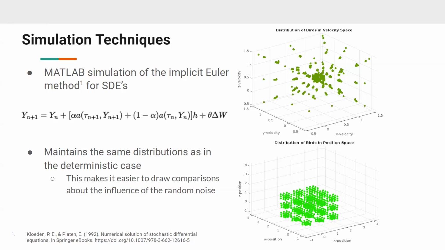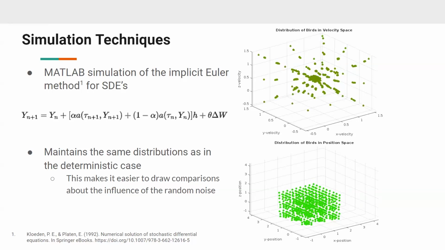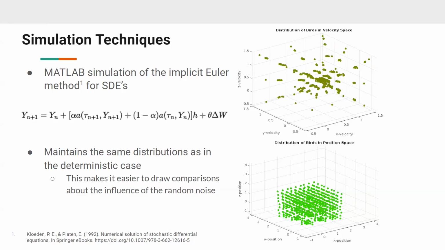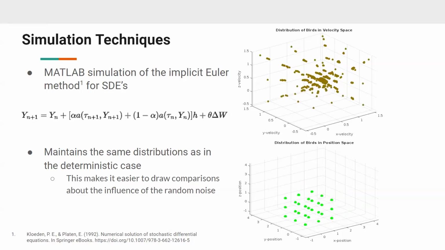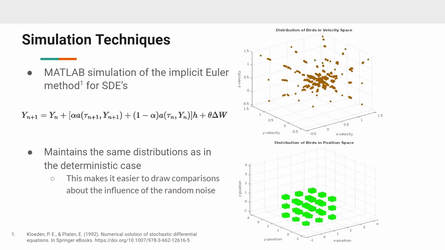We simulated this using the implicit Euler method for stochastic differential equations, which, for those interested in the gory details, is right there. And we maintained the same normal distributions as in the deterministic case, because it allows us to draw those comparisons like I just made, right? In the deterministic case, we saw it converges to a fixed velocity, whereas here that convergence is bouncing around. And here we again still see spreading out in the distribution of the position space, right?